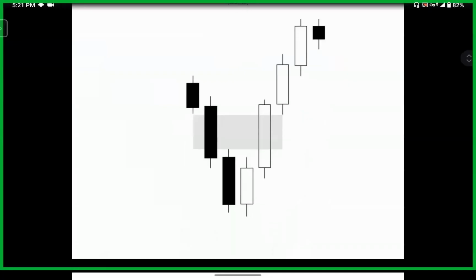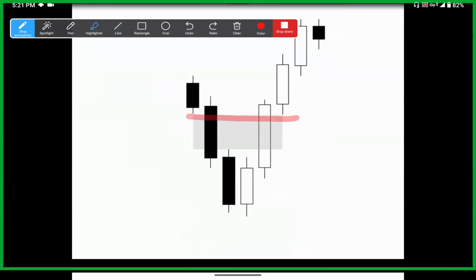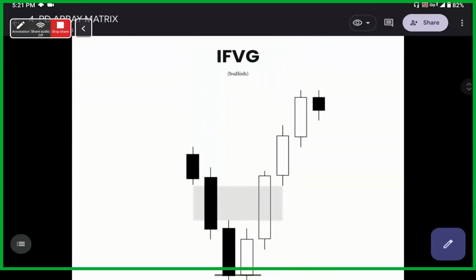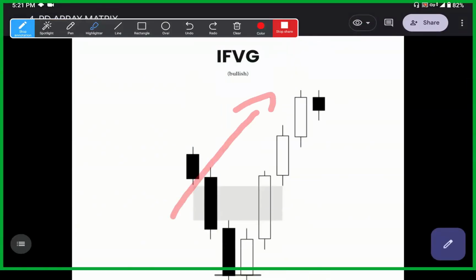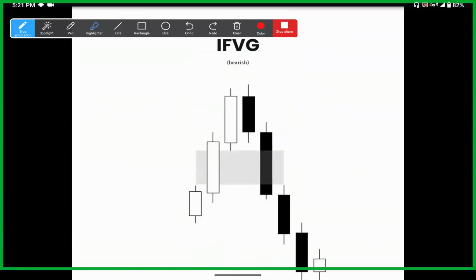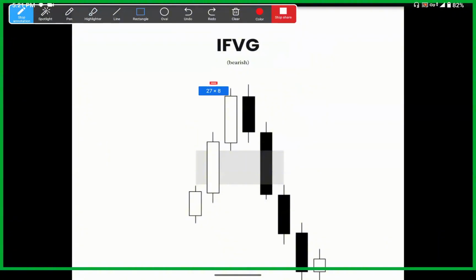Another illustration of an inversion. This is a fair value gap. Price closes here, tests it, and price continues. This is a bullish inversion because price is going up. This is a bearish inversion, because price inversed the bullish fair value gap.